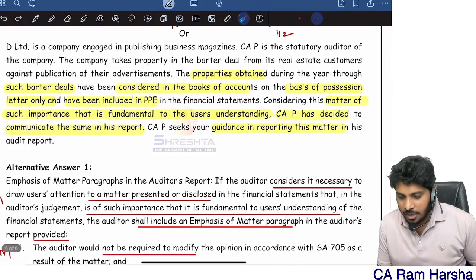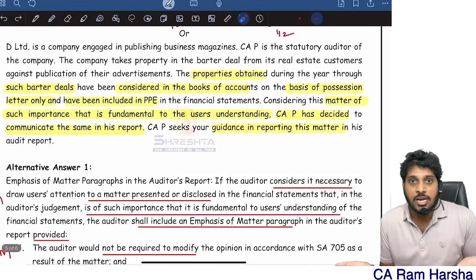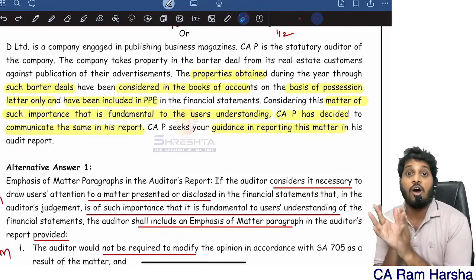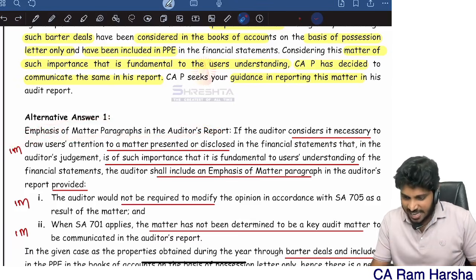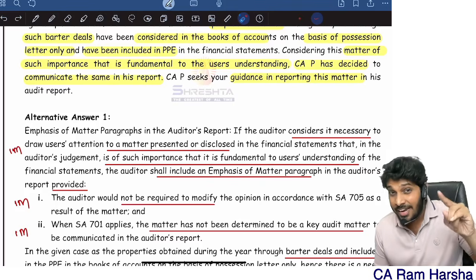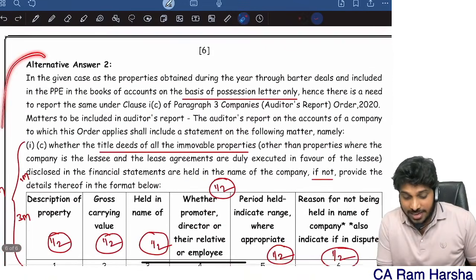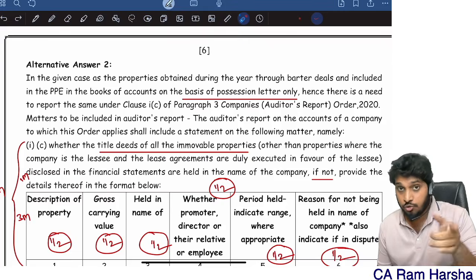Yes, he can communicate. He is asking for your guidance on how to communicate. He wants to communicate this issue in the audit report. How to communicate? One option, emphasis of matter paragraph. The exact correct answer is emphasis of matter. Another answer is also possible here, the CARO answer.